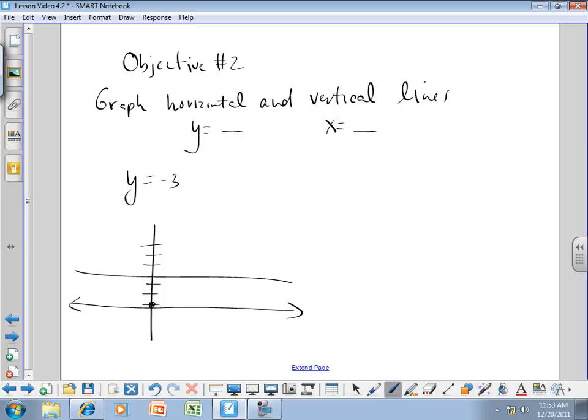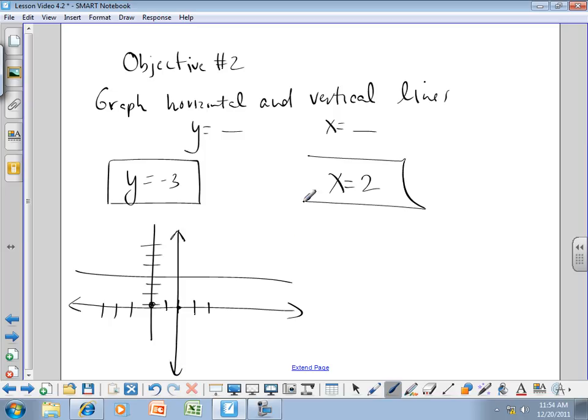There's no work to do. You just have to memorize. Anytime you see y equals a number, that's a horizontal line. And anytime you see x equals a number, x equals 2, that is a vertical line. Vertical goes up and down. Where does it go through? It goes through 2 on the x-axis. There's your vertical line.